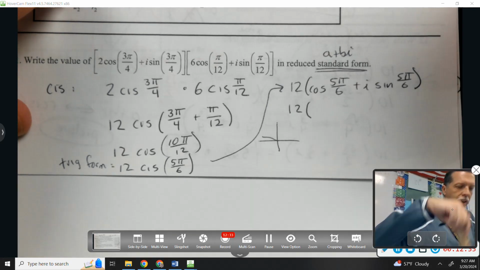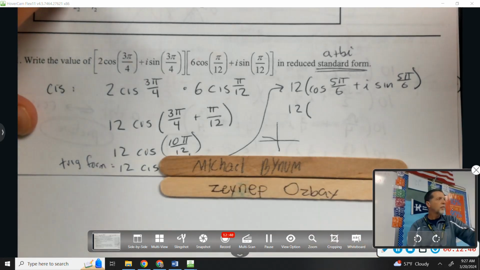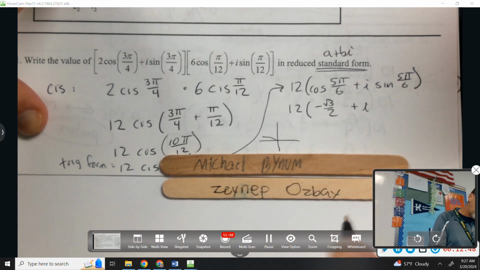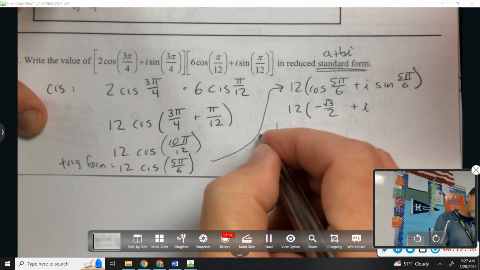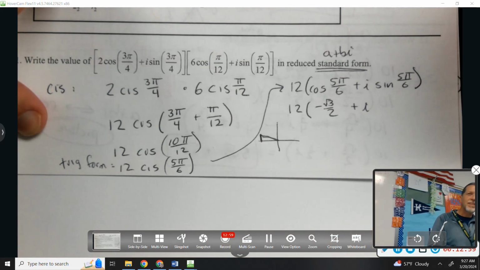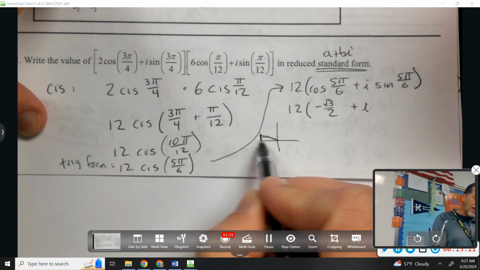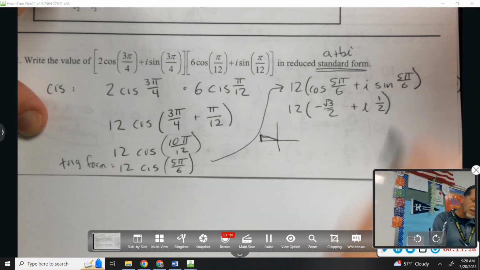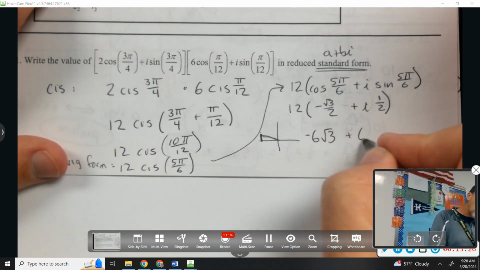Again, showing my work so that I get the problem right. And a chance to ask people questions. Michael, how about the cosine of 5 pi over 6? Good. And Zaynep, the sine of 5 pi over 6. Sine's the y-coordinate. So it's definitely positive. Michael had the long side with the x. This is the short side is the y. So short sides are 1/2. And then distribute the 12. So negative 6 root 3 plus 6i.